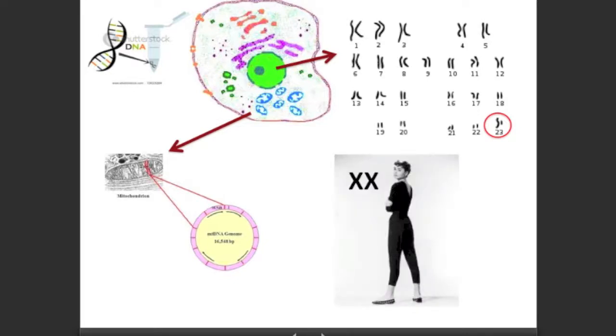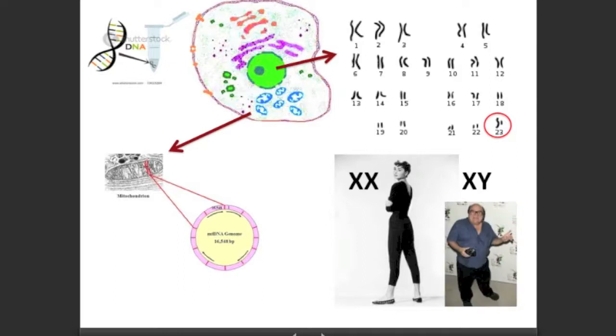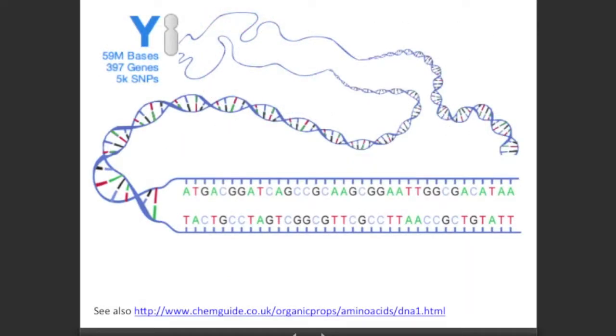And if you get an X and an X, then you are a lovely svelte woman. If you get an X and a Y, need I say any more? It's the Y chromosome that will actually help us trace our direct paternal line, father's father's father, all the way back to Africa about 60,000 years ago. So that's the one that we're primarily interested in. Even though the Y chromosome is relatively small compared to the others, it's still huge. It has 59 million bases, 397 genes, and 5,000 SNPs. We'll talk more about those abbreviations later on.